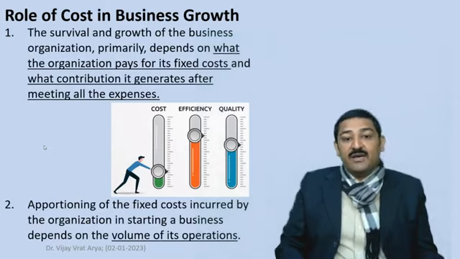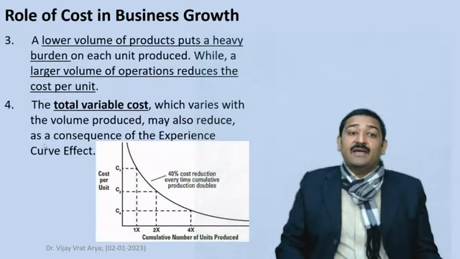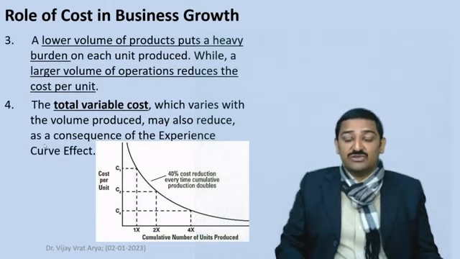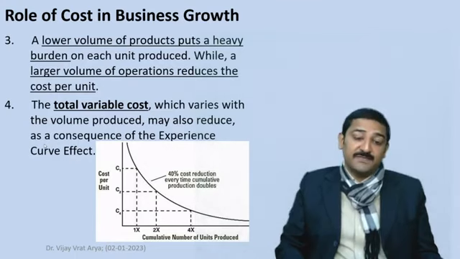At the same time, two other aspects can also be addressed while reducing or minimizing the cost. That is a higher level of efficiency, that is optimum utilization, and a higher level of quality, or meeting the standard or benchmark set by the firm. If we refer to a lower volume of products, that puts a heavy burden on each unit produced. At the same time, if a larger volume of operations is produced, that reduces the cost per unit.